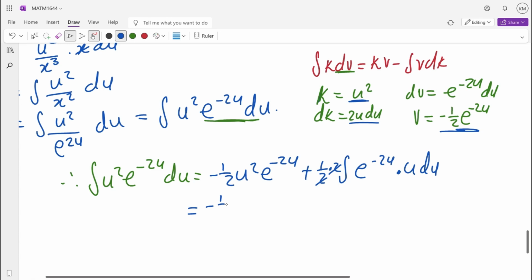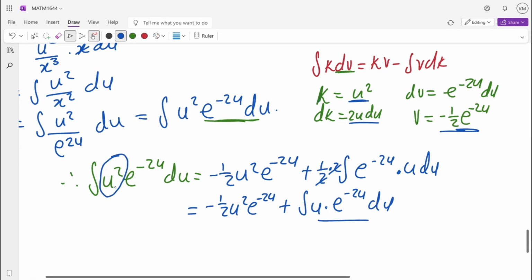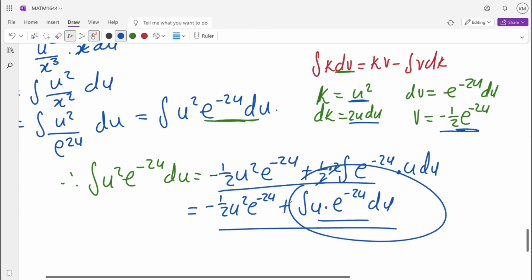So basically, I have minus 1 over 2 u square e to the minus 2u, plus the integral of u times e to the minus 2u du. Even now, here we have to use integration by parts again. Remember I told you about the power of an algebraic function, u square. It implies we have to use integration by parts twice. So this is the second time we are using it. Firstly we used it here, and now we have to use it again for this part.